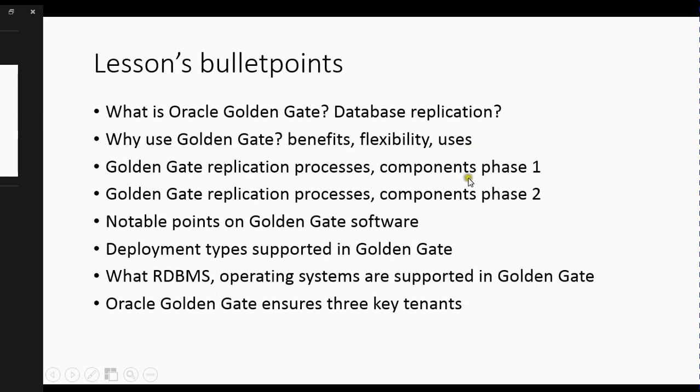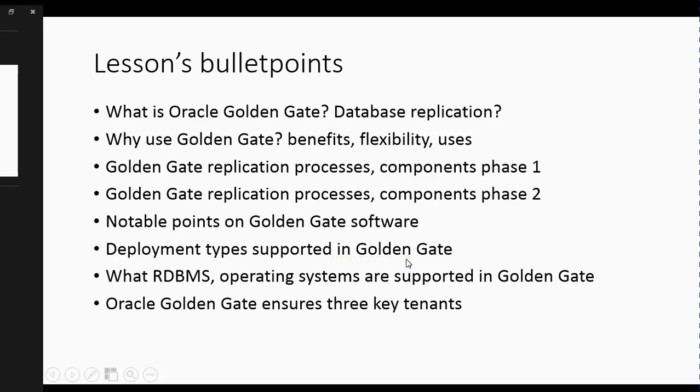I'm going to cover the replication processes and the components for the different phases of GoldenGate, phase 1 and phase 2. Then I'm going to cover the notable points on GoldenGate, some of the facts to hold on to from the tutorial. Then I'm going to cover the different deployment types that are supported in GoldenGate.